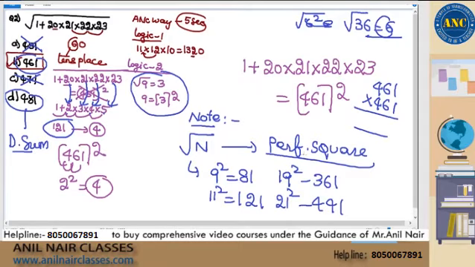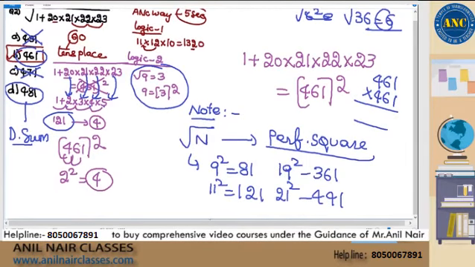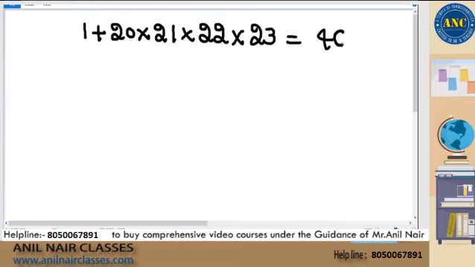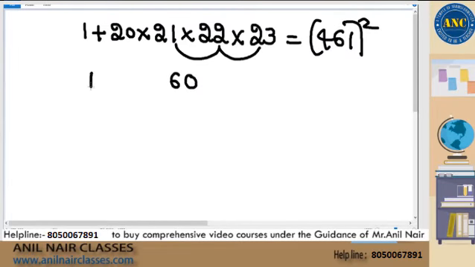I want digital sum 4, sorry. 461 square. 4 plus 6, 10, 10 plus 1, 11, 1 plus 1, 2, 2 square is 4. I hope it is clear. Understood the logic, beta? I solved 1 plus 20 into 21 into 22 into 23. I removed the root, so it will be 461 square. Why the tens digit? 3 2s are 6, 6 1s are 6. It is 0, 0, 6 plus 1. It has to be 61. I hope it is clear, right, sir?